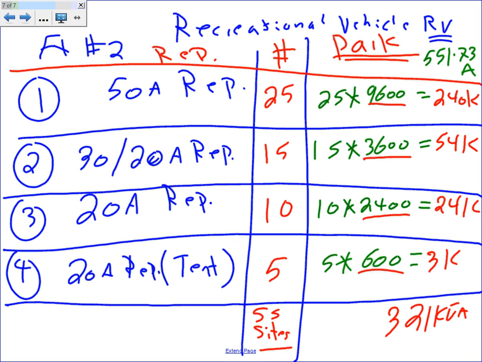321 KVA. Anybody came up with something different? Do I have a second? Okay, a third. Good. 321 KVA. Add them up. That's easy.